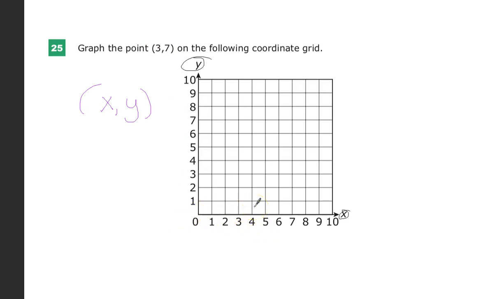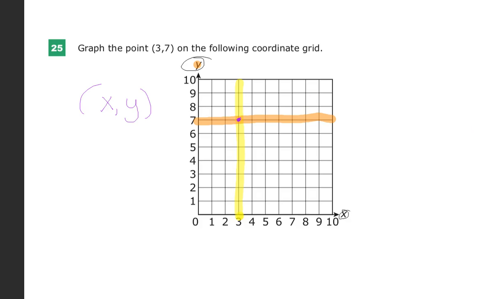Really what I'm looking for when I have a coordinate is the point where the two values will meet if I extend them out. So for the x value, I have 3 here. So I'm going to go 3 from here. And then for the y value, I'm looking at 7. Right there. And then my final answer would be the point in which they intersect.